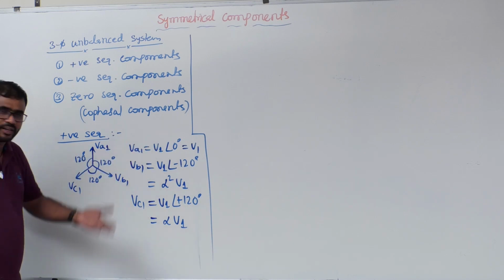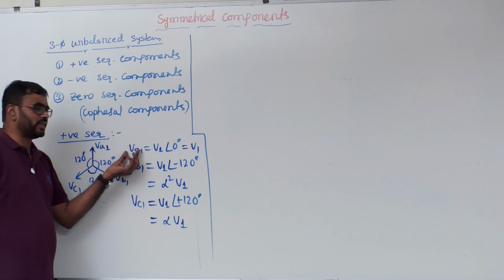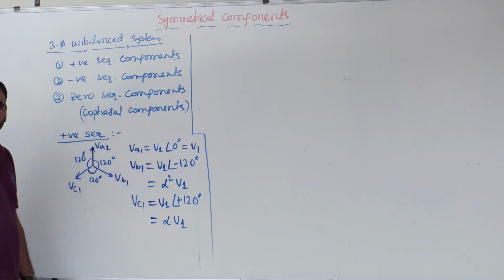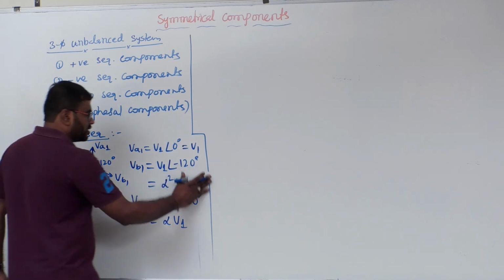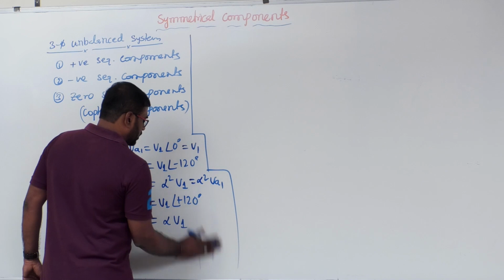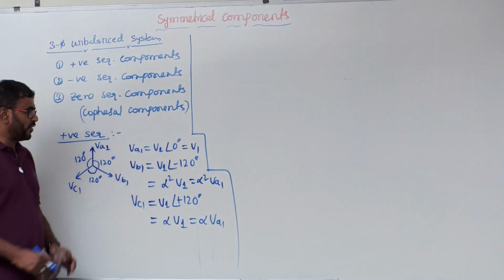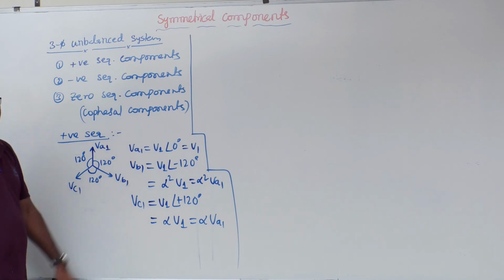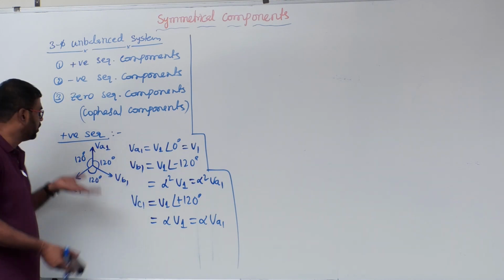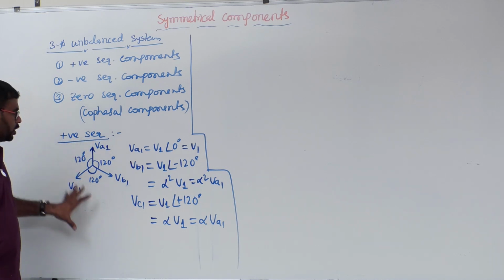That is what earlier I already said. If I calculate VA1, what is VB1? Alpha square times VA1. What is VC1? Alpha times VA1. Correct or not? This can be written as alpha square times VA1, nothing wrong. Now what I can write this? Alpha times VA1, nothing wrong. If I know VA1, we can write VB1 and VC1. That's why I am saying the per phase approach is possible for positive sequence components. Clear? Now these are voltage relations.